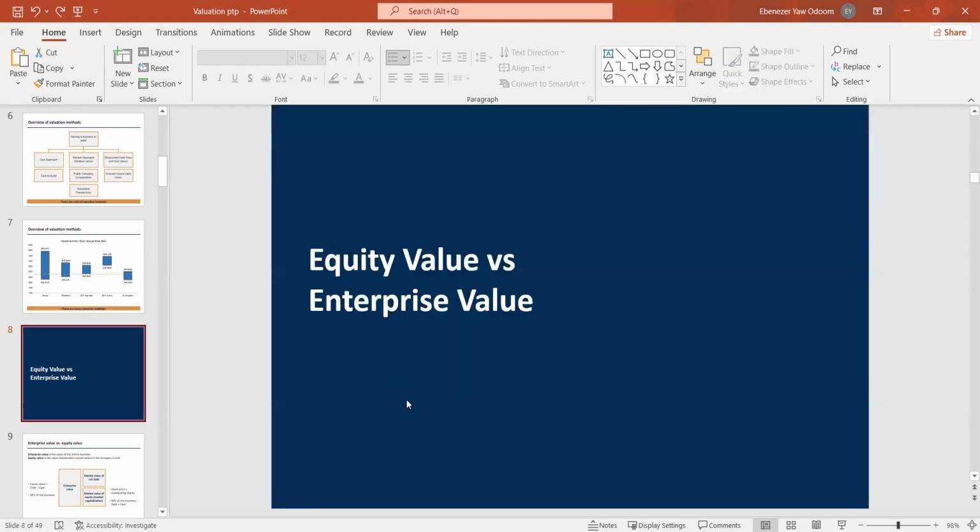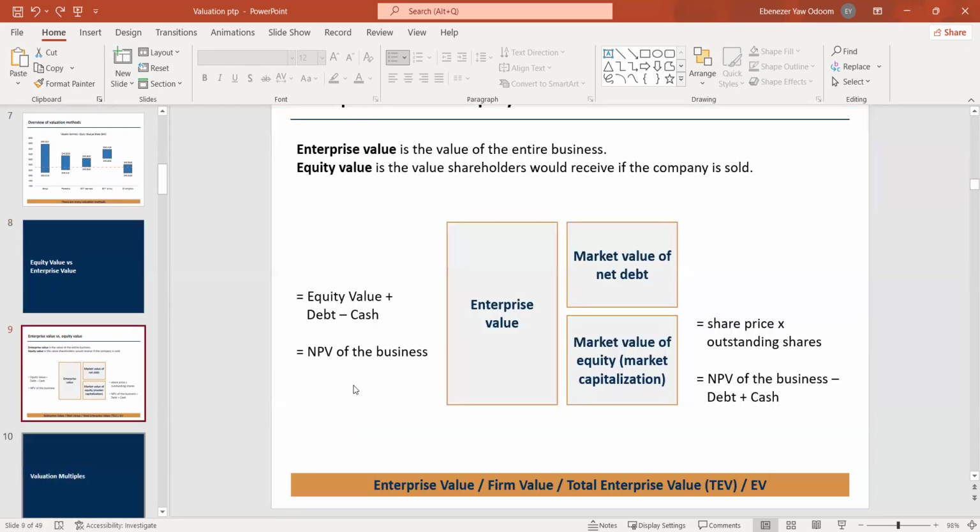Now, I want us to look at what we call an equity value and an enterprise value of a company, right? So first of all, enterprise value is basically the net worth of the entire business as stated, the overall, the whole value, as if you are selling the business, how much it costs or the purchasing consideration for that business. So that's the entire business's value.